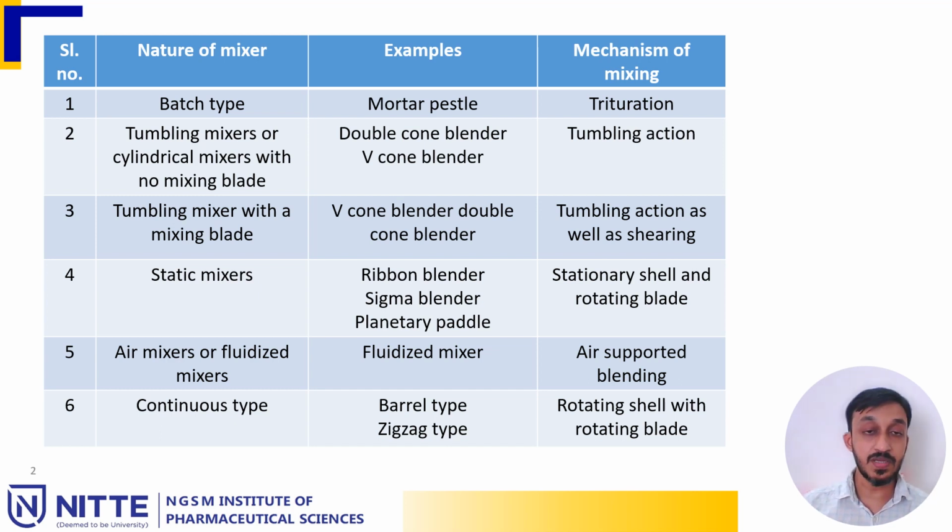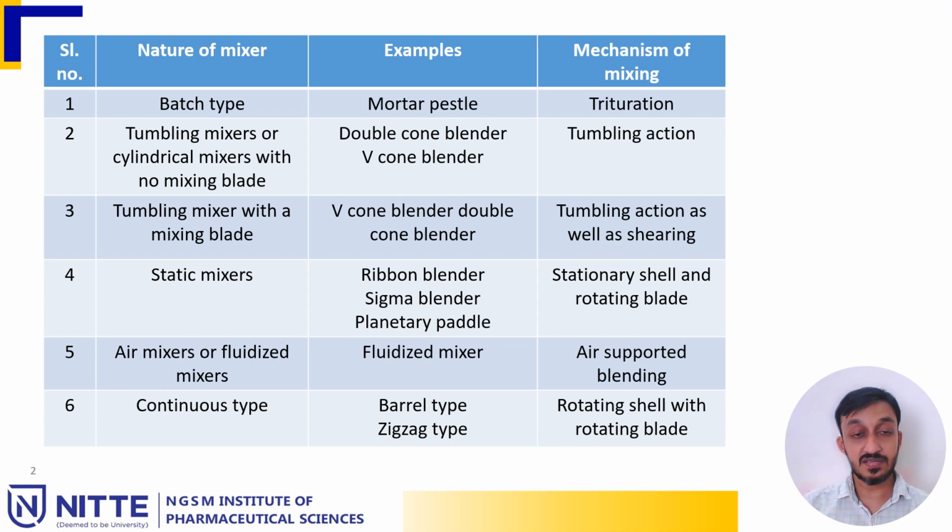There are a class of tumbling mixers or cylindrical mixers with no mixing blades. Examples are double cone blender and V-cone blender. They are operated by the mechanism of tumbling. A tumbling action produces effective mixing in them. Tumbling mixers with a mixing blade are another category. So a V-cone or double cone blender with blades are examples here. Tumbling action along with a shearing force is causing the mixing action in these particular blenders.